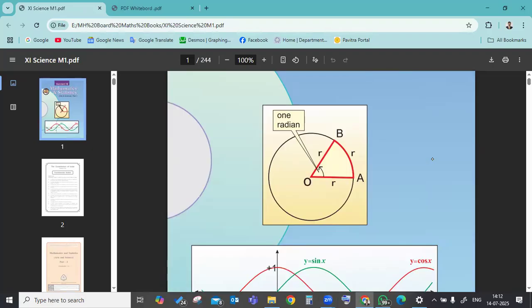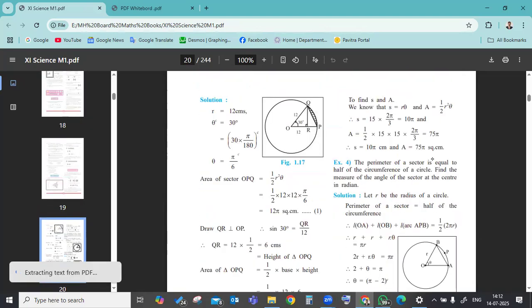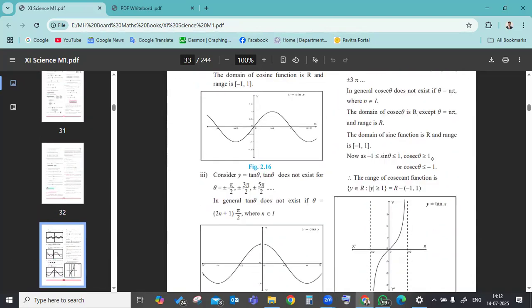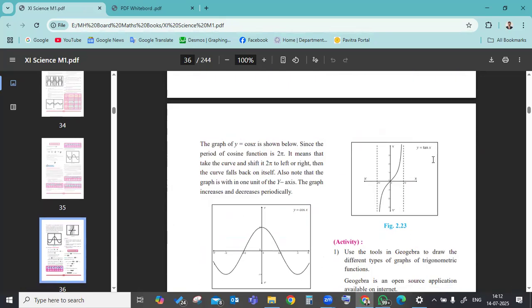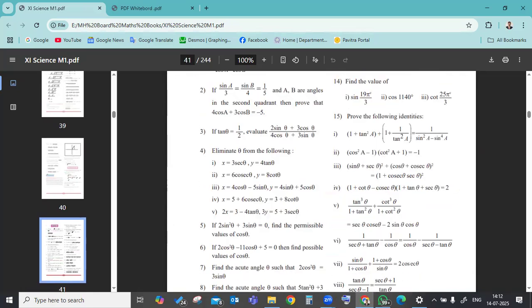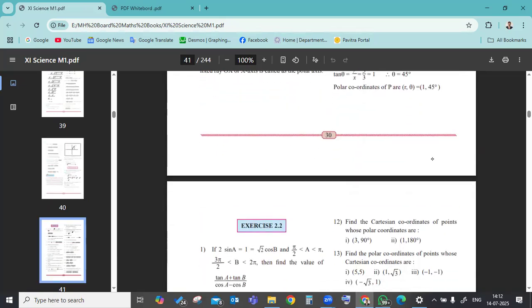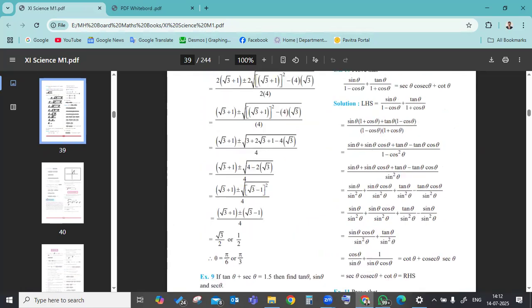Okay, so where were we in the last session? Exercise. It seems we completed all the questions of that particular exercise, 2.1. Yes, let's move towards 2.2 now.